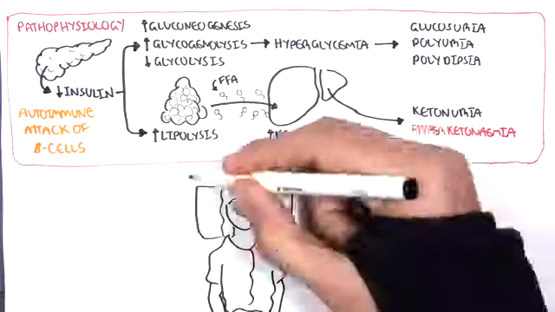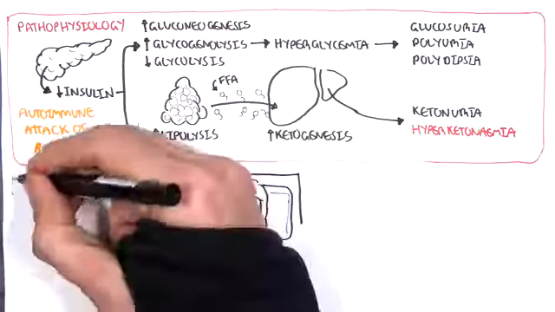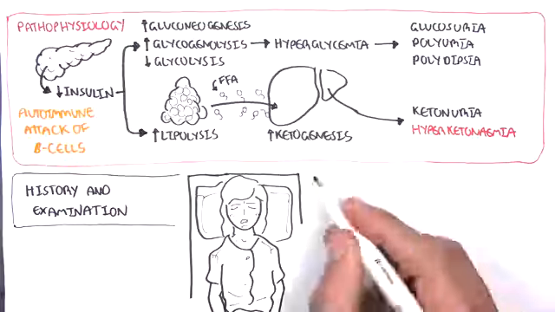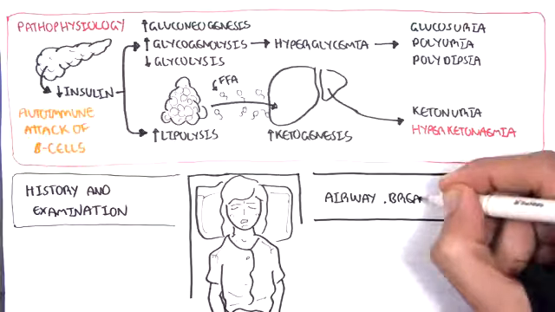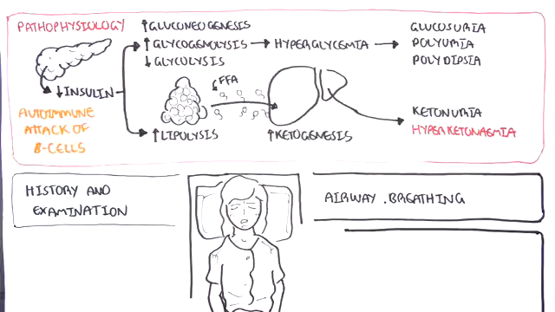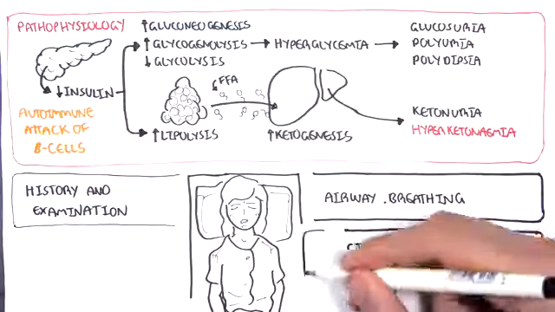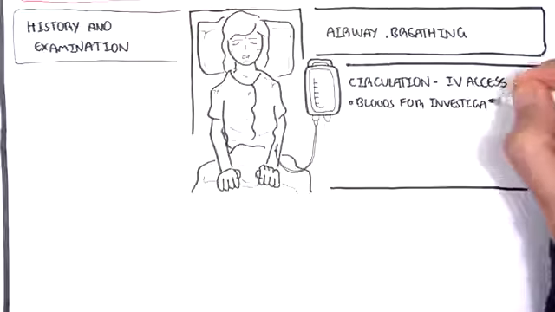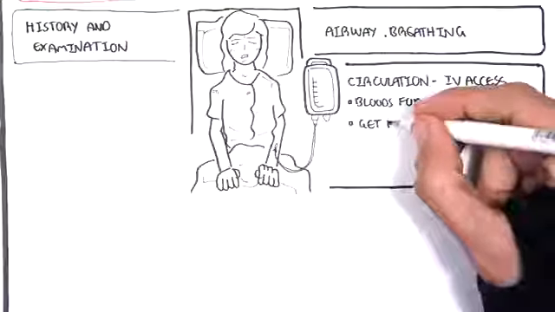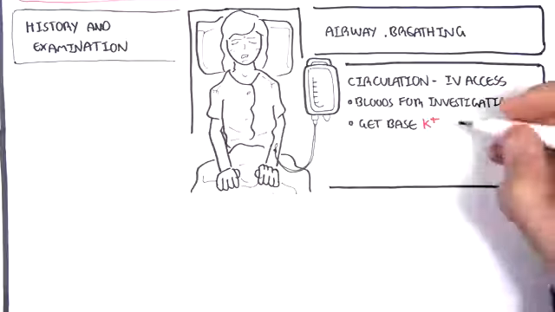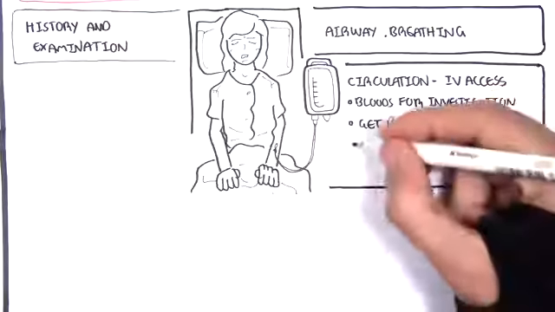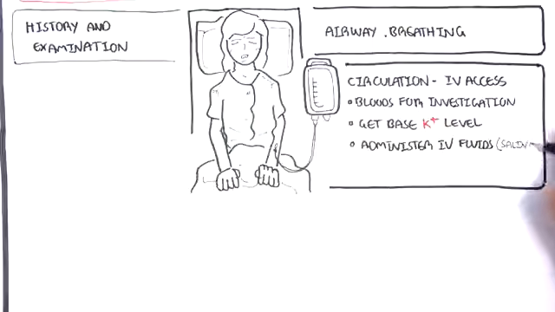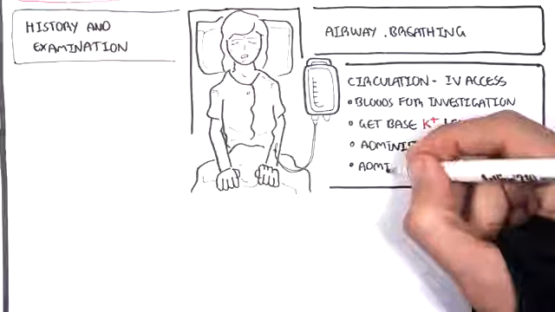So if a person presents with the signs and symptoms we spoke of, a thorough history and examination needs to be done, and appropriate management needs to be performed, which includes checking the airways, breathing, and circulation. In circulation, IV access is important for a few reasons. First, to get bloods for investigation. It's also important here to get a baseline serum potassium level. After getting the bloods for investigation, administering IV fluids, saline, and also administration of insulin slowly is very important.